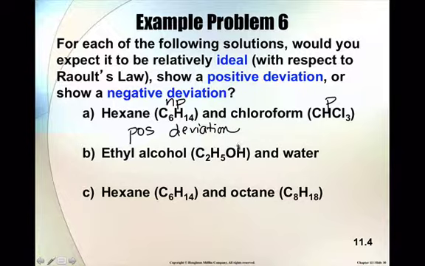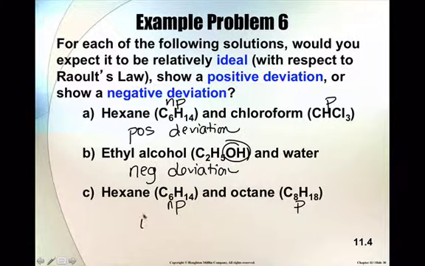Ethyl alcohol, hydrogen bonding. We know water does hydrogen bonding, so these guys would have a negative deviation. And then the last one, hexane and octane, both are nonpolar. Both are very close in terms of molar mass, so these would be ideal. They would show you the expected vapor pressure that you would anticipate seeing.